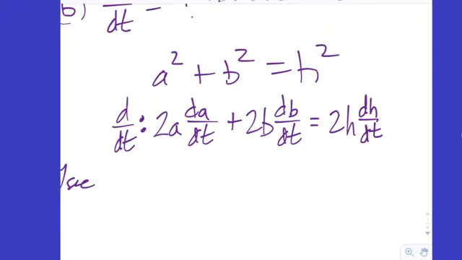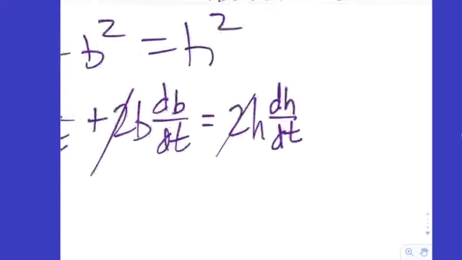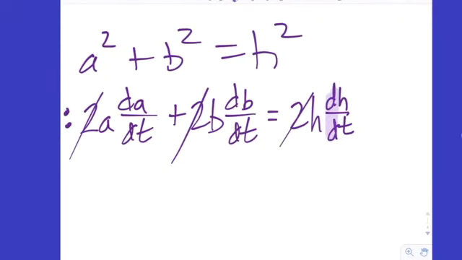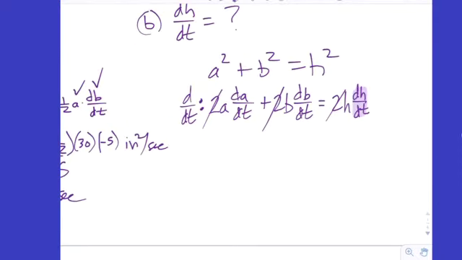Can we make it simpler? We could divide out the 2 from both sides. You want to do it that way? That's fine. Factor out the 2, it divides out from both sides. So we're just left with A dA/dt plus B dB/dt equals H dH/dt. And we're looking for dH/dt. You can solve it for dH/dt as a literal equation, a formula, but I think it's just easier to plug in and then solve. Things start combining a lot more quickly when you plug in.